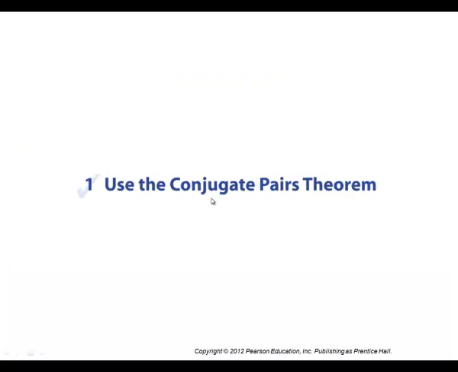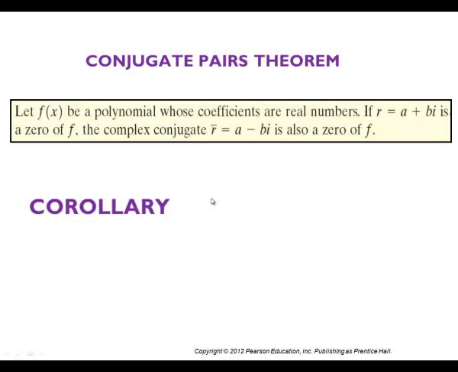Okay, using the conjugate pairs theorem, we have a function f of x that is a polynomial whose coefficients are real numbers. If we have a complex number such as a plus bi that is a zero of f, then you're going to have a complex conjugate. And the complex conjugate is, let's say we had 2 plus 3i, then the complex conjugate would be 2 minus 3i.